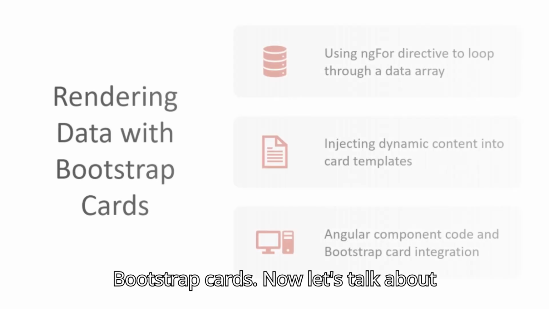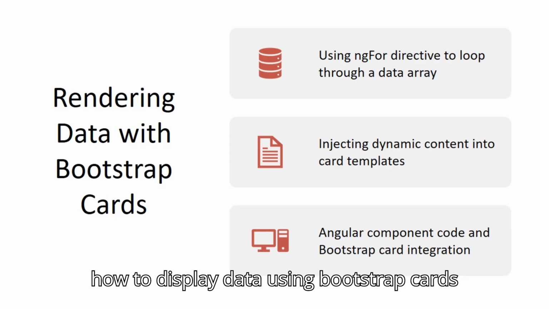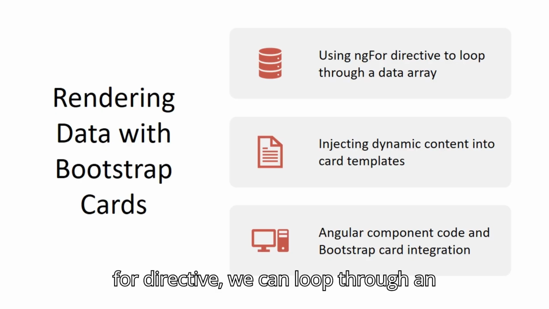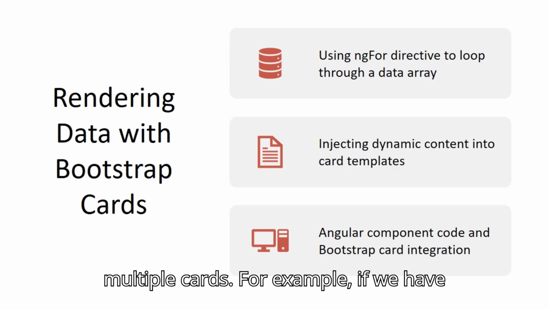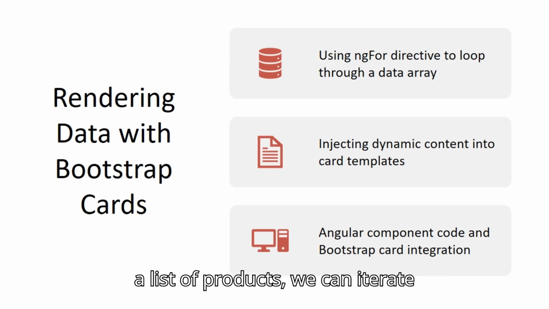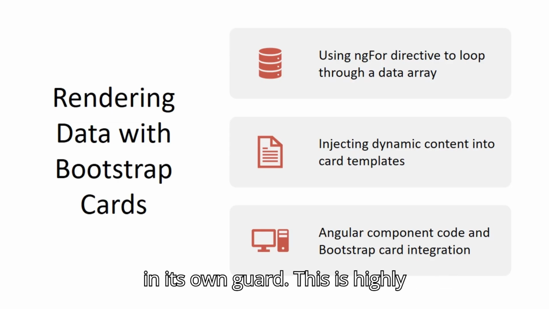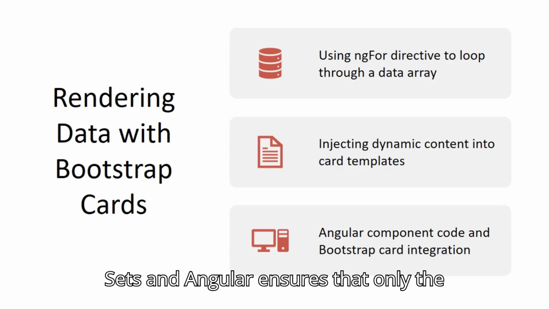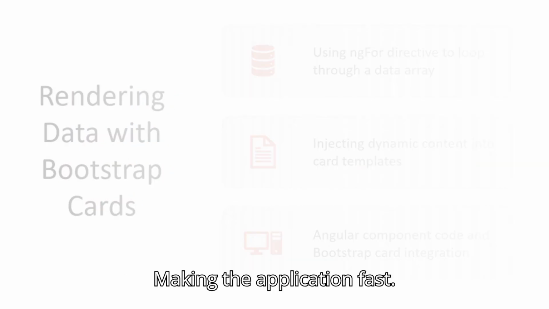Displaying data with Bootstrap cards. Now let's talk about how to display data using Bootstrap cards in Angular. By using Angular's ngFor directive, we can loop through an array of data and dynamically generate multiple cards. For example, if we have a list of products, we can iterate through the list and render each product in its own card. This is highly efficient when dealing with large data sets, and Angular ensures that only the necessary changes are made to the DOM, making the application fast.